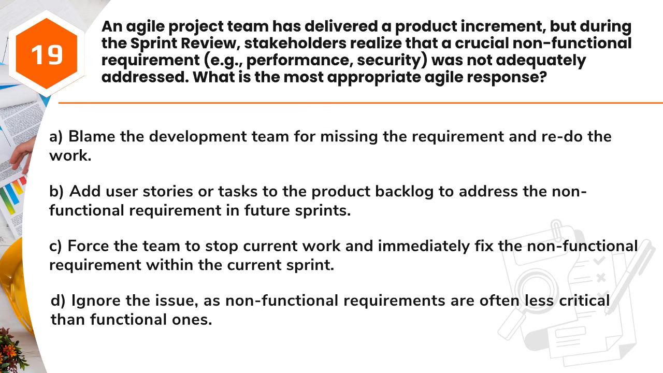Question 19. An agile project team has delivered a product increment, but during the sprint review, stakeholders realize that a crucial non-functional requirement, e.g., performance, security, was not adequately addressed. What is the most appropriate agile response? A. Blame the development team for missing the requirement and redo the work. B. Add user stories or tasks to the product backlog to address the non-functional requirement in future sprints. C. Force the team to stop current work and immediately fix the non-functional requirement within the current sprint. D. Ignore the issue, as non-functional requirements are often less critical than functional ones.